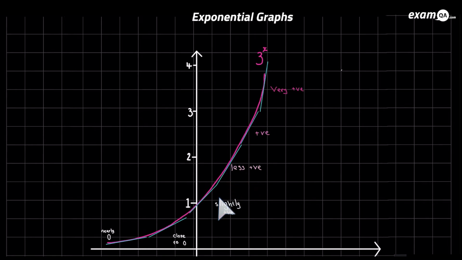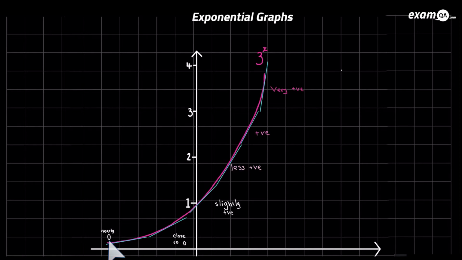And if you keep going to the left, the gradient of this function 3 to the power x becomes less and less positive, getting closer to 0. Now it does look like this graph is suddenly going to have a turning point, meaning the gradient will be 0, but it never quite turns into a turning point. So it gets closer to 0, the gradient that is, but it never quite becomes 0.